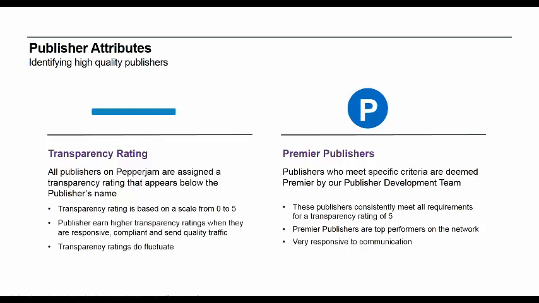And you'll notice whenever you look at a large group of publishers, they'll always have that blue bar underneath their name. And that indicates their transparency rating on the network. So this is scaled from 0 to 5, so 5 being the highest. And publishers can earn a higher transparency rating when they're more responsive, compliant, and also send quality traffic.